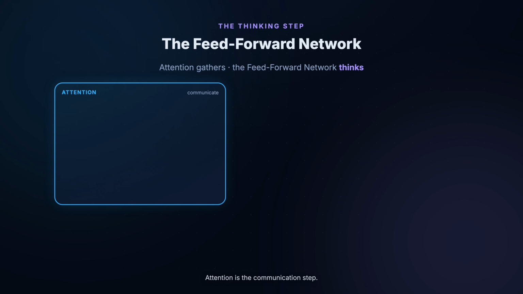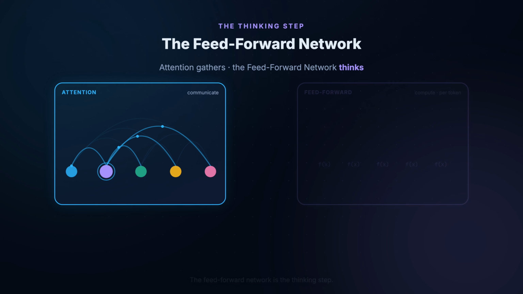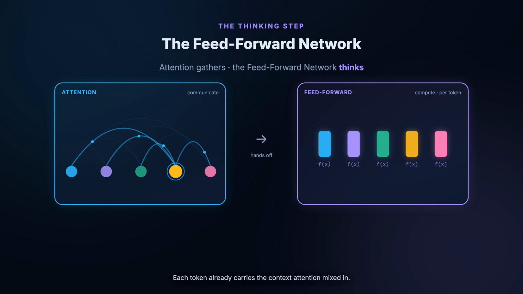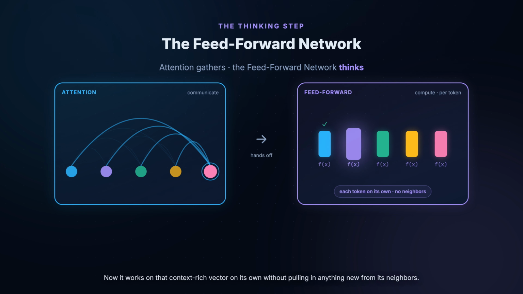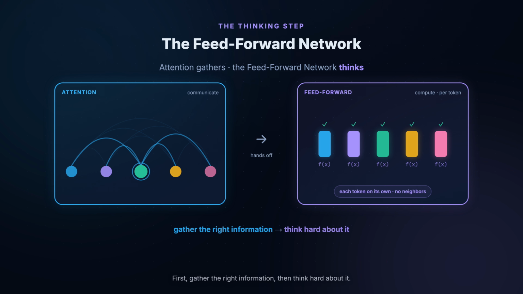Attention is the communication step. Tokens look at each other and share information. The feed-forward network is the thinking step. It takes over right where attention leaves off. Each token already carries the context attention mixed in. Now it works on that context-rich vector on its own, without pulling in anything new from its neighbors. So the two steps form a natural sequence. First, gather the right information, then think hard about it.